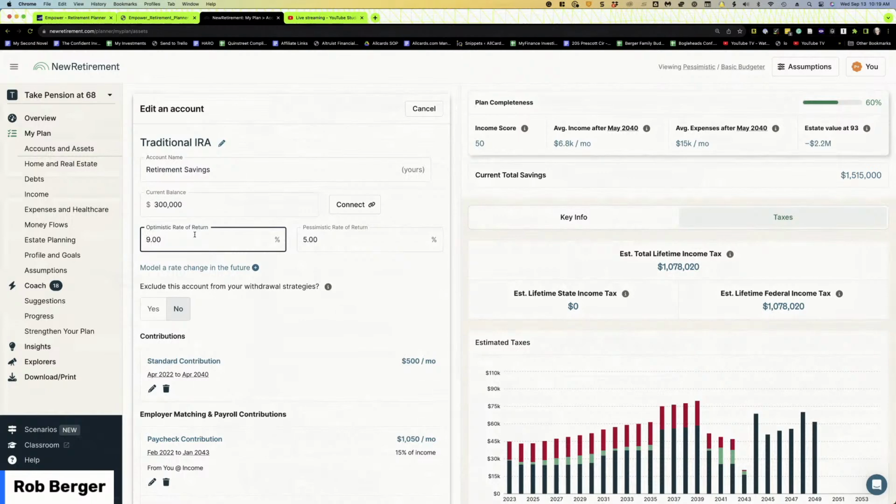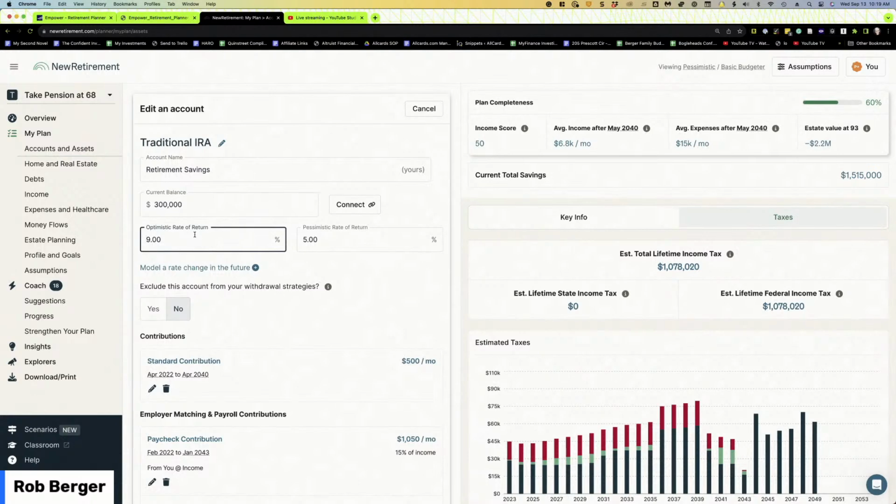Obviously, I would look at your asset allocation for each account, and it matters. You don't want to just assume the same rate of return for all accounts if the asset allocation is different from one to another. And maybe you have a lot of bonds in your traditional IRA, so your expected return isn't as high. That matters because that's going to affect your required minimum distributions, right, down the road.